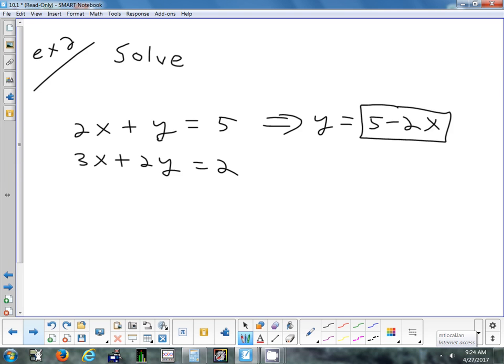Okay, and what do I do with 5 minus 2x? For which letter? Y. Now, when I plug it in, what do I want to be careful with here? So yeah, we got to be careful with the signs. What else?